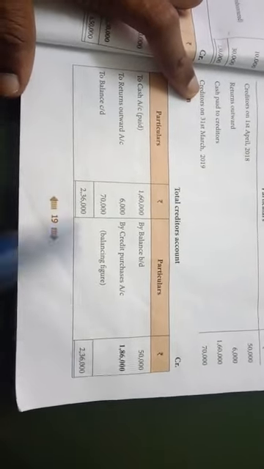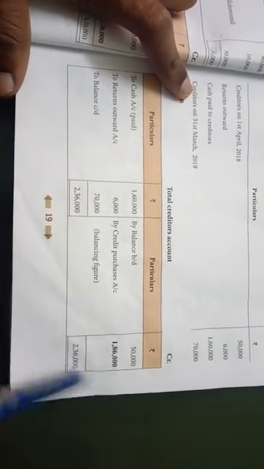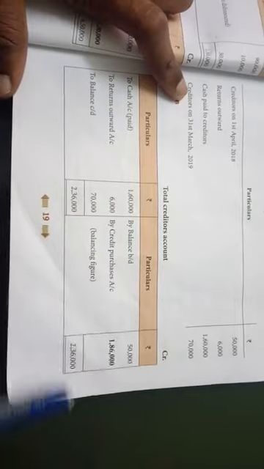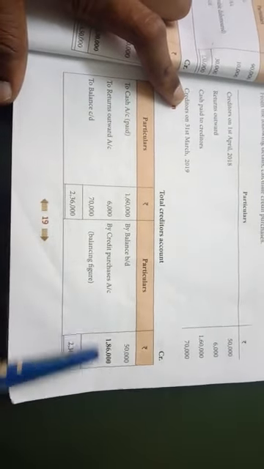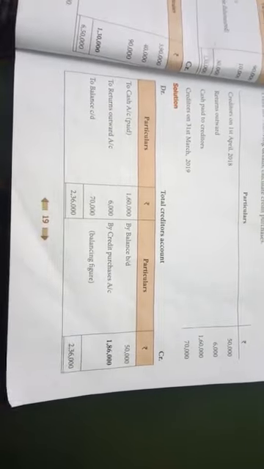The same total also appears on the debit side. If the debit side is higher, first we put the total on the debit side, and the same total also appears on the credit side. The difference between balance brought down and total, 1,86,000, is to be treated as credit purchase.